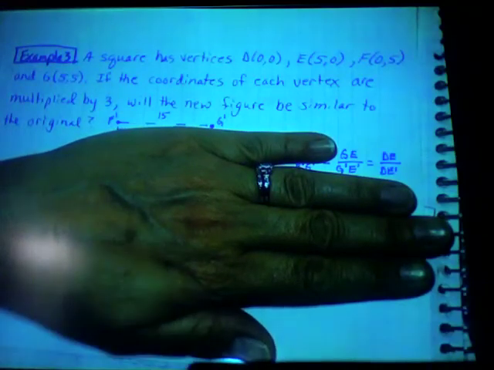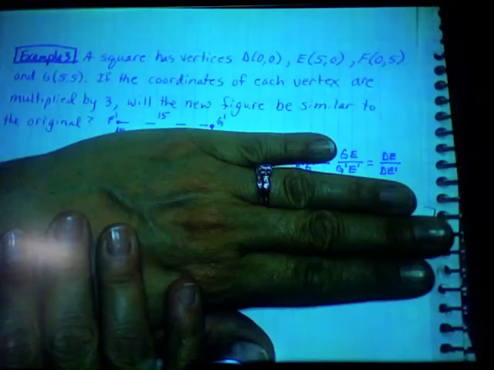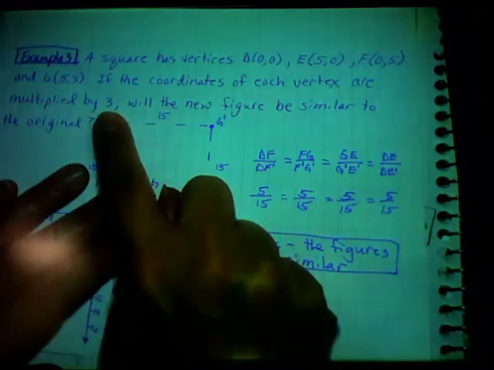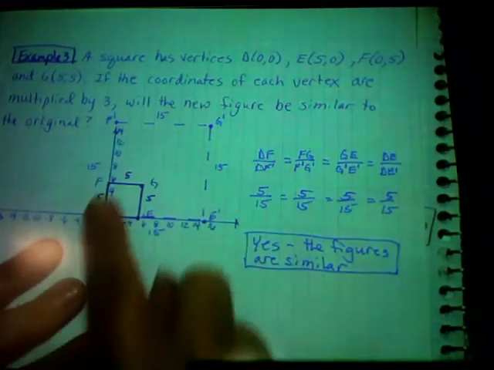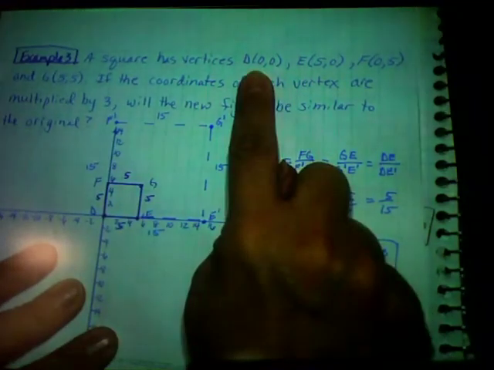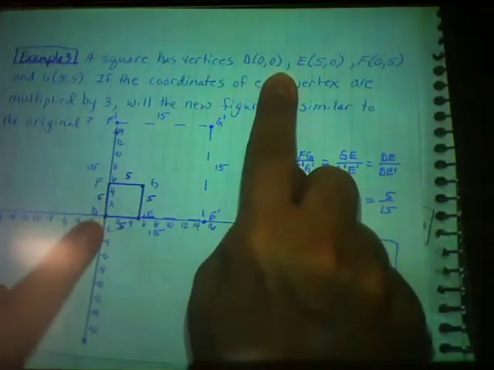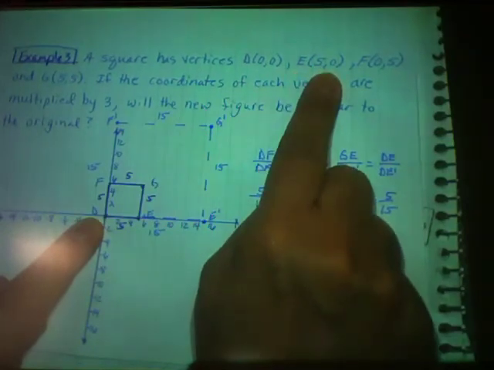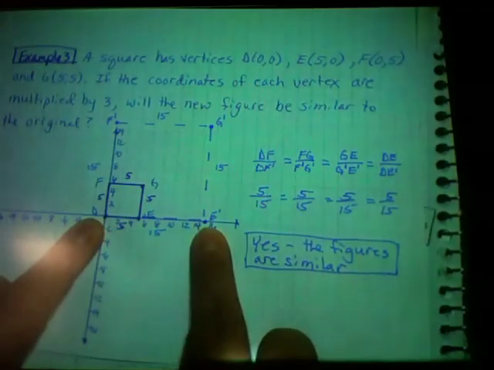So you already know about a square that's got 4 right angles and 4 congruent sides. It says if the coordinates of each vertex are multiplied by 3, that's the scale factor. That means we're dilating something. Okay? So if I multiply each of these by 3, 0 times 3, 0 times 3 is still 0, 0. So that coordinate point didn't change. But what's 5 times 3? 15. And 0 times 3 is 0. So this point becomes 15, 0. And so that's why I'm out here at 15, 0.